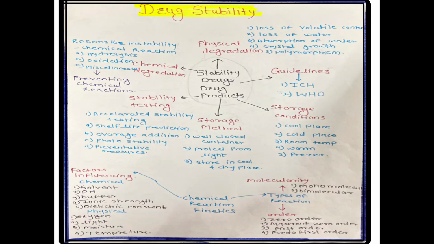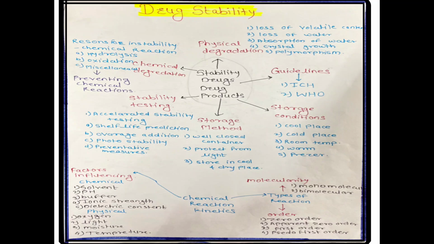And the last chapter is drug stability. First, reasons of instability: chemical reactions, hydrolysis, oxidation, and miscellaneous. Physical degradation: loss of volatile content, loss of water, absorption of water, crystal growth, polymorphism. Guidelines for stability studies are established by ICH, the International Conference on Harmonisation, and the World Health Organization.